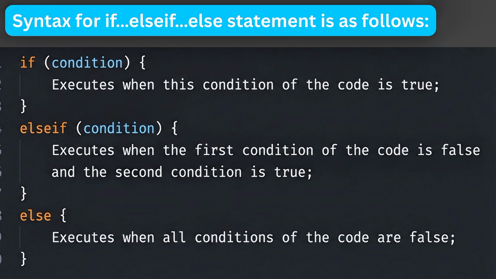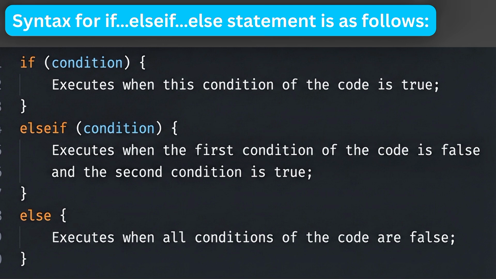If the first condition is false, the program moves on to the elseif statement. The keyword elseif stands for else if, and it is used to test an additional condition. The elseif block only runs when the first condition is false and the elseif condition is true. You can also have multiple elseif statements if your program needs to check many different possibilities. Finally, the structure ends with the else block. The else part does not require a condition because it acts as the final catch-all option.